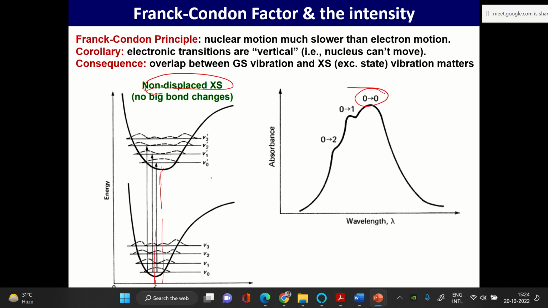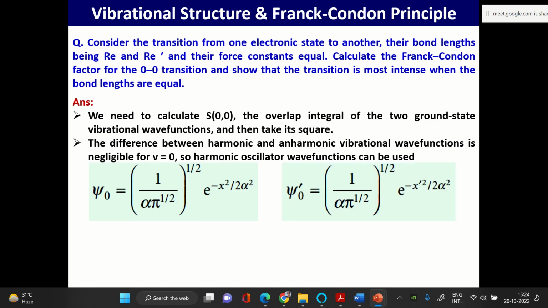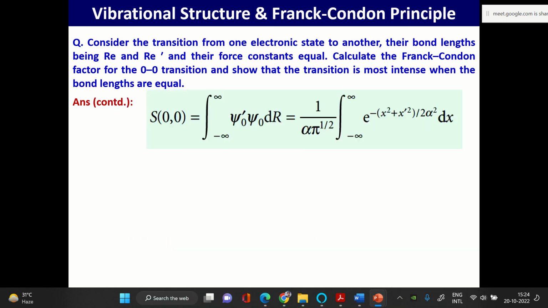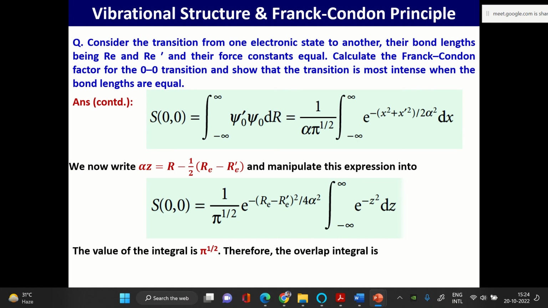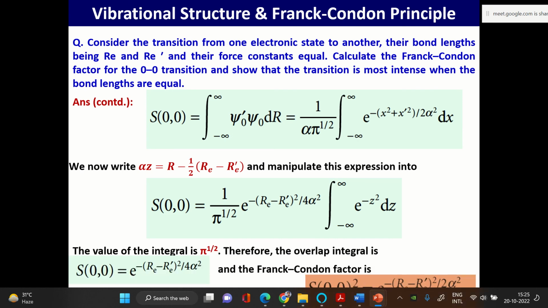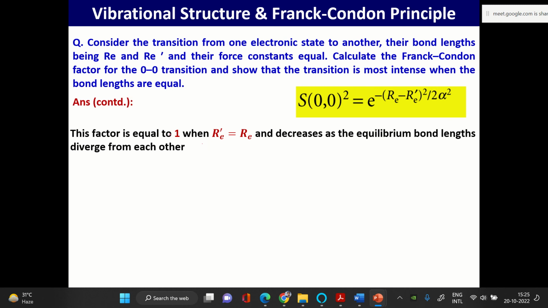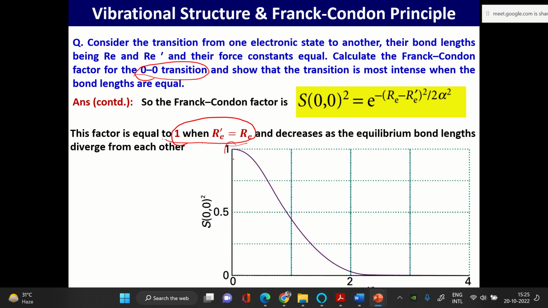In that case the 0-0 is the maximum. The same thing we try to understand through calculation of the overlap integral, and when it is compared, we find that the maximum value of the integral is obtained when the two distances are equal. That is, for the 0-0 transition, the Franck-Condon factor is maximum. It is equal to 1 when both the bond lengths are equal. That is, the two potential wells are placed at the same position, and so we have the maximum value here, and it gradually goes on decreasing.